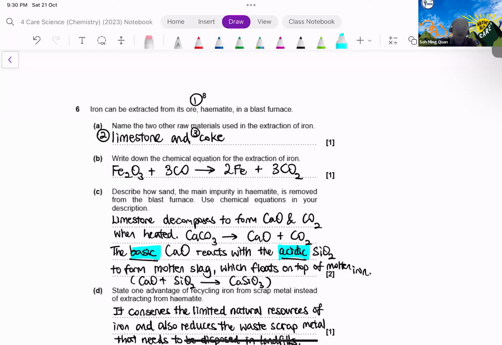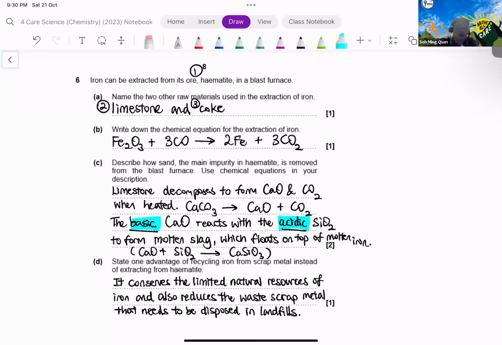And finally, state one advantage of recycling iron. I think by now we know the idea behind recycling metals is that it conserves the limited natural resources of the metal, of iron in this case. Moreover, if you use scrap metal, it reduces the waste that needs to be disposed of in landfills. Now, before we move on, there's definitely space on this page.